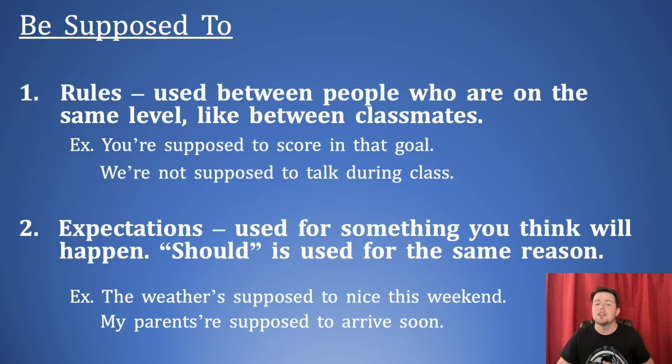And the second one is expectations, using this word to talk about things we think will happen in the future, things we expect to happen. Now, should has the same definition. So if you watched my video about should, then you should remember this. Your expectation is to remember it. All right. If you think something will happen or if you think something will not happen, we use be supposed to. But remember that you have to conjugate the be here.